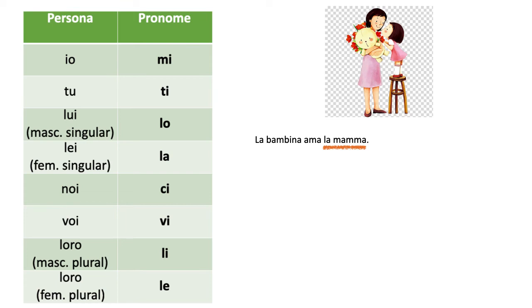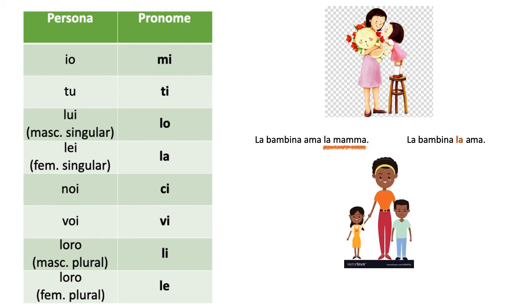Now, how many mothers? One, right? What gender? Feminine. What is the row for one feminine thing? Right here, la. That's our pronoun. La bambina la ama. Okay? Another cute little family.